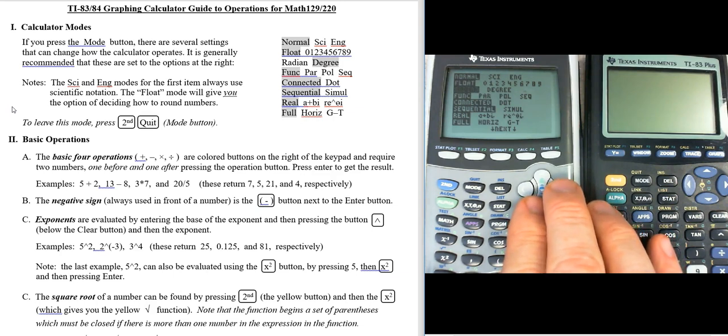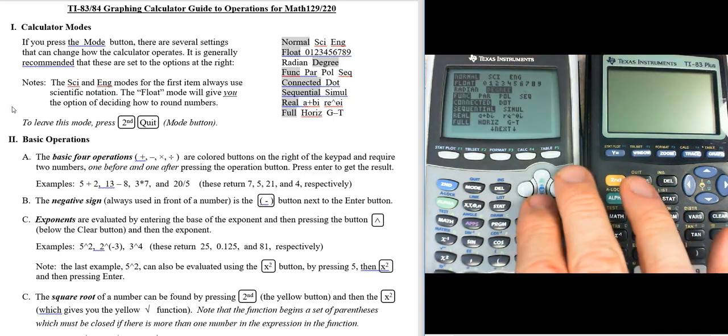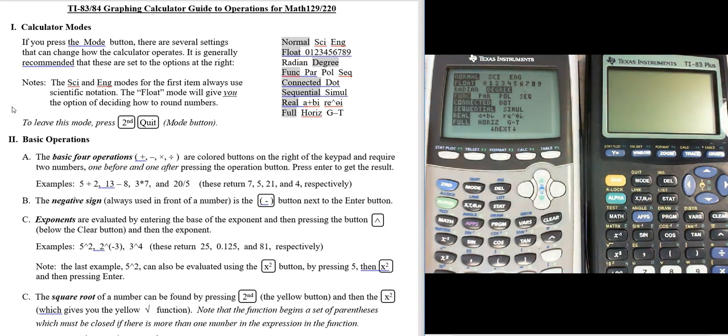You have radians or degrees. You can switch to either one of those. On the paper, on the Word document, it's in degrees, but unless you're using trig functions, that doesn't matter. You want to have it say functions for the mode as far as what type of function is being calculated. You want it connected, not just dots, for the function, so it'll make what looks like a smooth curve. You want it sequential, and you want it real, and you want it full. So those are the settings generally that you want to have it on.